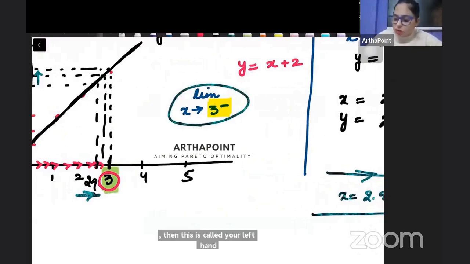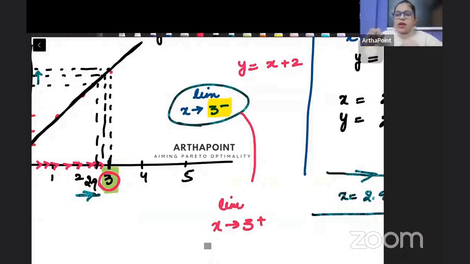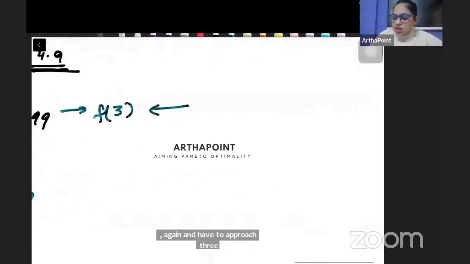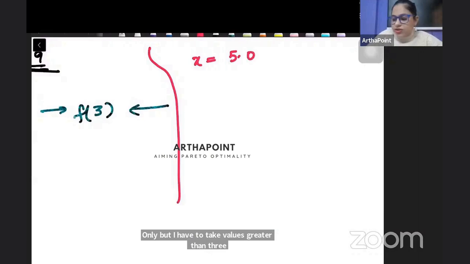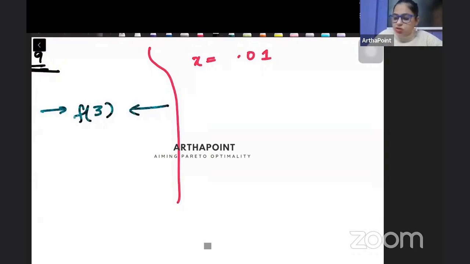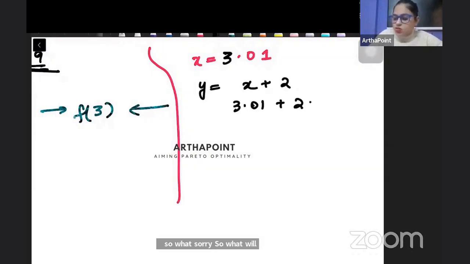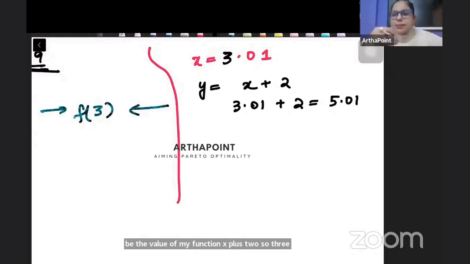अब बेटा right hand limit, what is that? Limit x going to 3 plus. मतलब again I have to approach 3 only, but I have to take values greater than 3. ठीक है जी, let's take the value that my x will be 3.01. So what will be the value of my function? x plus 2. So 3.01 plus 2, so 5.01. Then मैं थोड़ा और 3 के पास जाती हूँ.